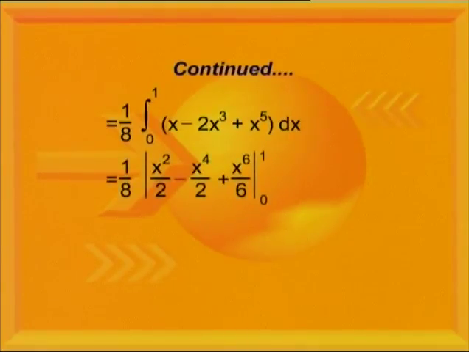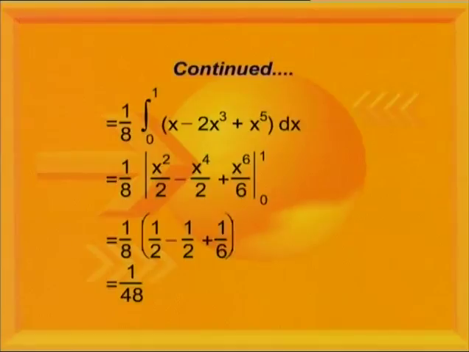Now integrating with respect to x, this is equal to 1 over 8 bracket x square divided by 2 minus x4 divided by 2 plus x6 divided by 6, and the limits are from x is equal to 0 to 1. After substituting this limit, that is equal to 1 over 8 into 1 by 2 minus 1 by 2 plus 1 by 6, and that is equal to 1 over 8 into 1 over 6, and that is ultimately equal to 1 over 48.